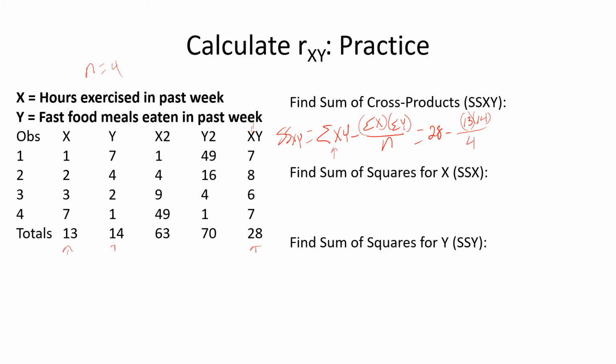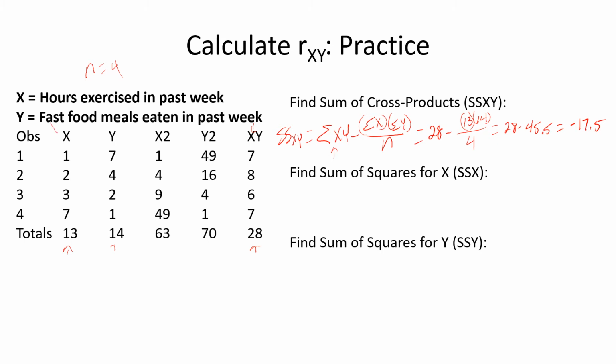So if you do 13 times 14 divided by 4, you get 45.5. So it's equal to 28 minus 45.5, which is equal to negative 17.5. We can already tell if our sum of cross products is negative, our relationship is going to be negative. If our sum of cross products is positive, our relationship is going to be positive.